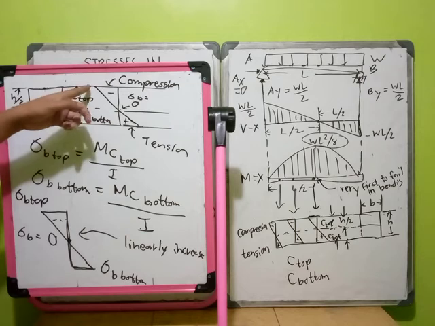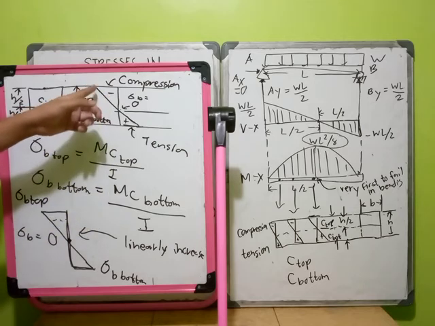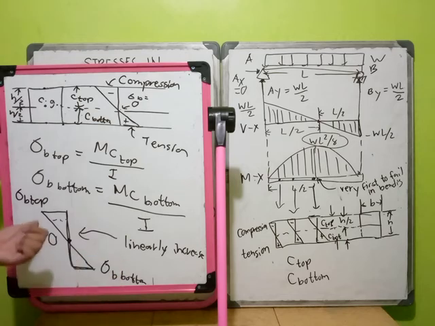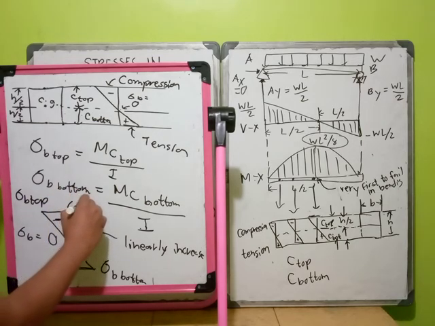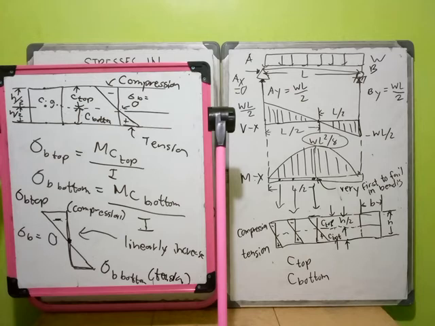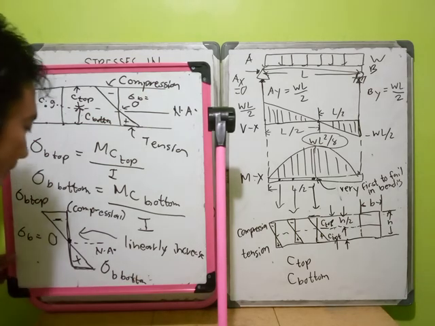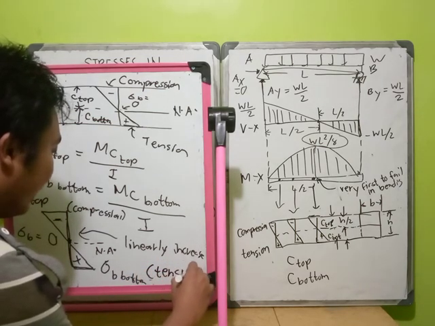And it will linearly increase, linearly transition from compression up to tension. From compression, it will lower down in value until it becomes 0. And then from that 0, at the neutral axis, it will positively increase, which means it is in tension. I have not written it properly, but this is tension and compression.